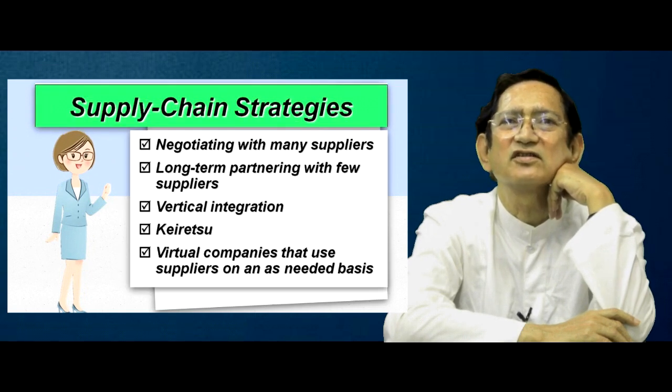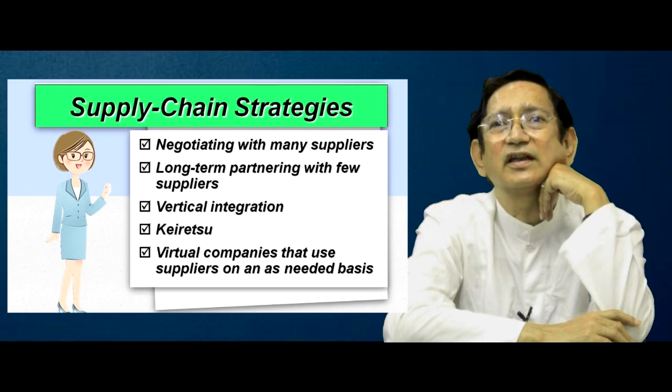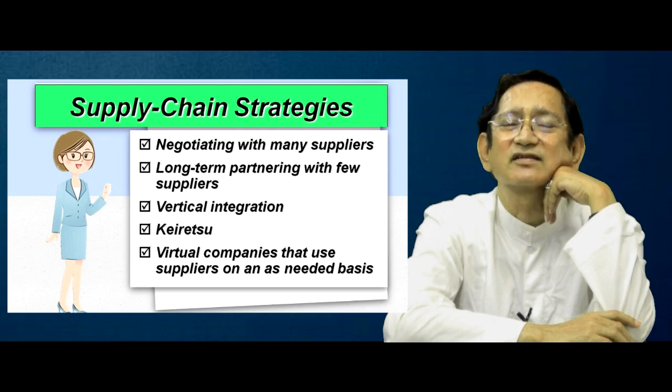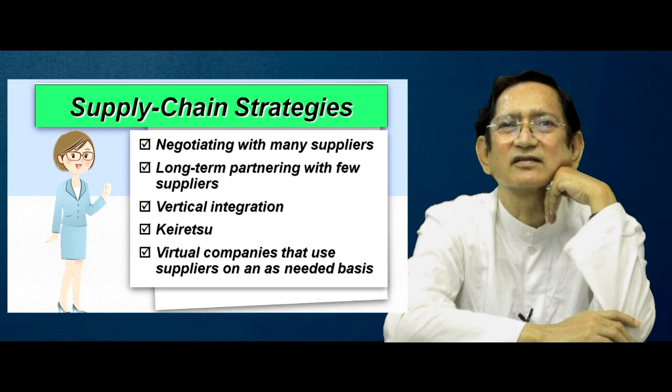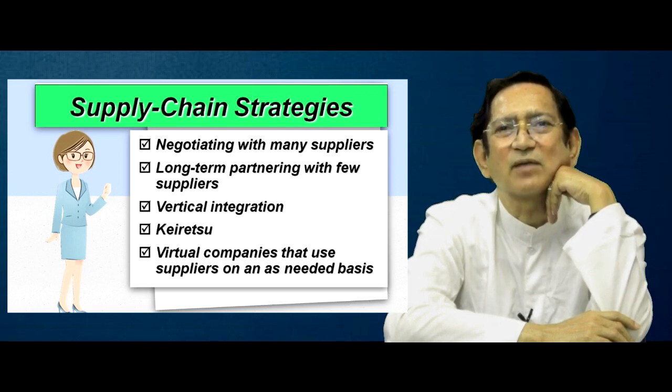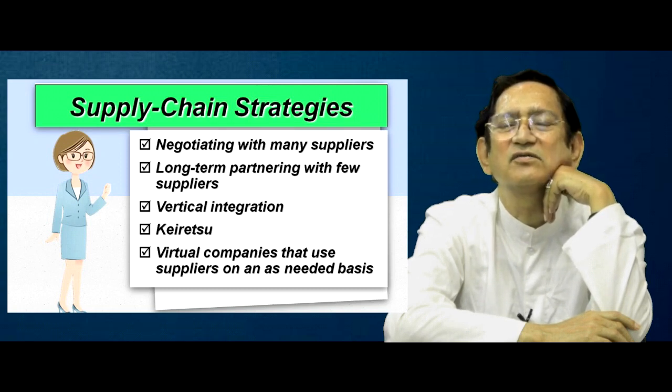Supply chain strategies also involve negotiating with many suppliers, long-term partners with few suppliers, vertical integration, keiretsu, virtual companies that use suppliers on an as need basis.